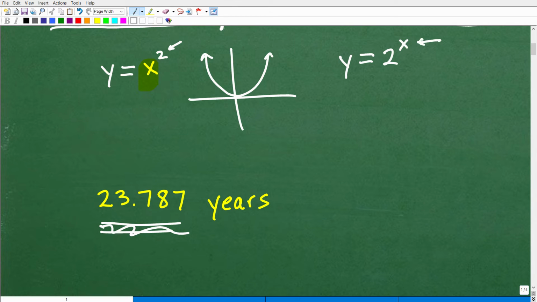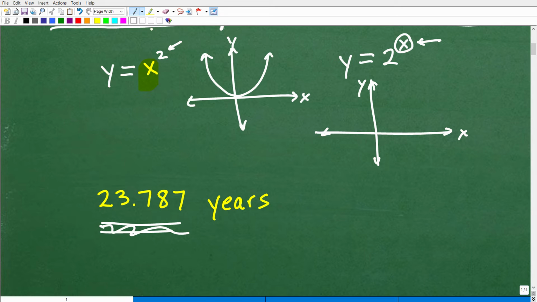Now that the variable is in the exponent location with respect to this power, this is what we call an exponential function, and this is a whole different ball game in terms of the way the graph looks. Let's be nice and neat about this and put a little y and x here for our graph. An exponential function's graph looks something like this. It takes off, and this is what compound interest is. Compound interest is an exponential growth function.